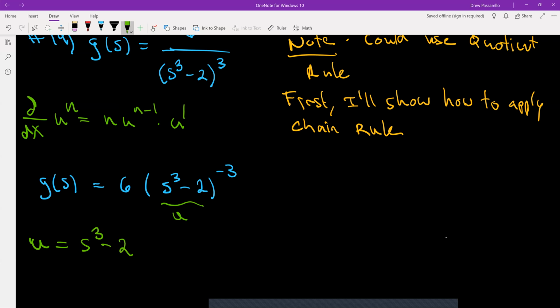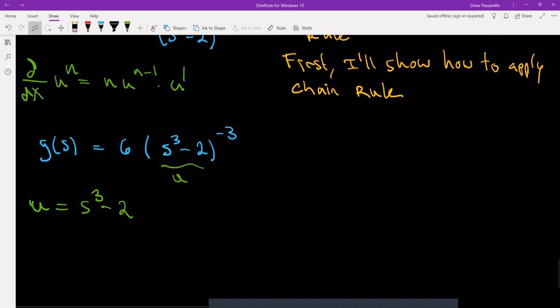So the derivative of u prime, so the derivative of s cubed becomes 3s to the 3 minus 1 power, which is 3 minus 1 is 2, so this will be 3s squared. And the derivative of -2 is 0, so you can just ignore the 0 part. So really, 3s squared is what u prime is.